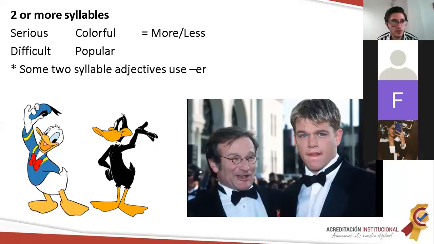Now, we do need to be careful also because some two-syllable adjectives use ER. An example: heavy. Two syllables, but it's not going to be more heavy. It's going to be heavier. I can say, for example, an elephant is heavier than a cat. And I'm not using more heavy. It's because some two-syllable adjectives are used with ER. It means that some are used with ER, some of them are used with more, so sometimes you need to make a choice, right?